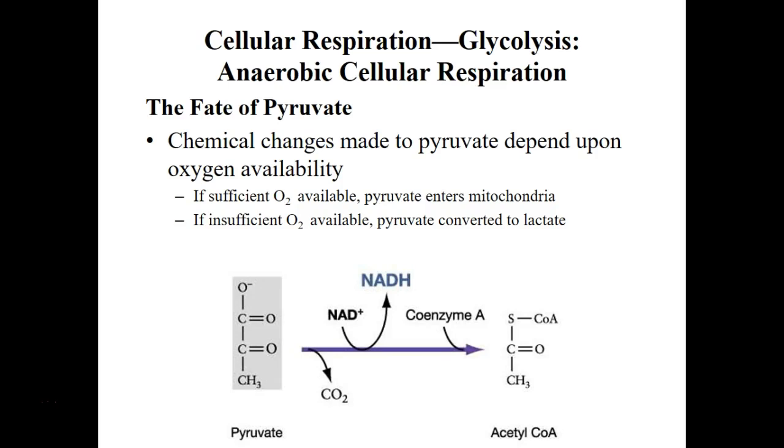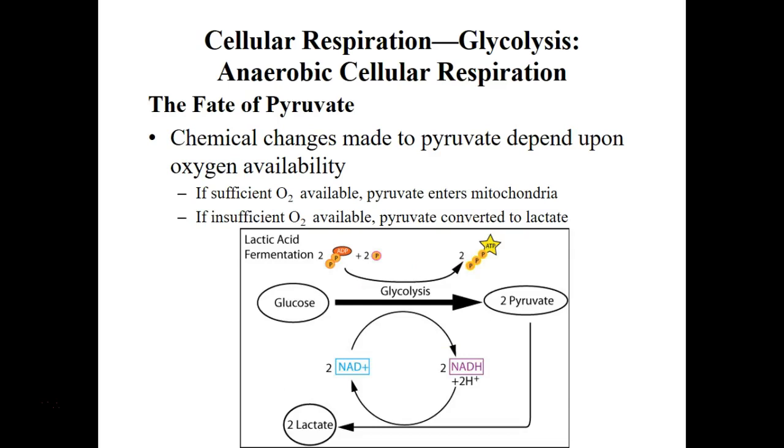If we have oxygen available, then pyruvate enters the mitochondria and we'll go through the next 3 steps. And we will produce more ATP through aerobic respiration. I'll talk about this a little bit later again. Here's the glycolytic pathway ending with lactic acid production and NAD production as well.